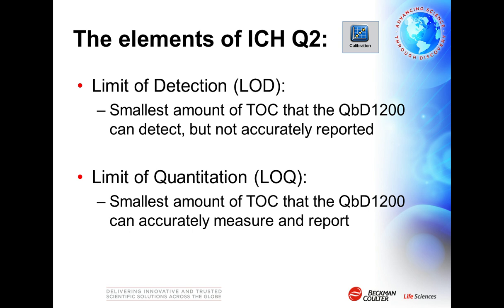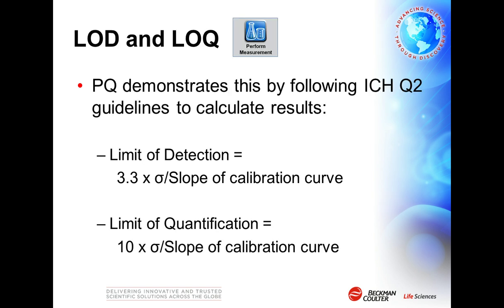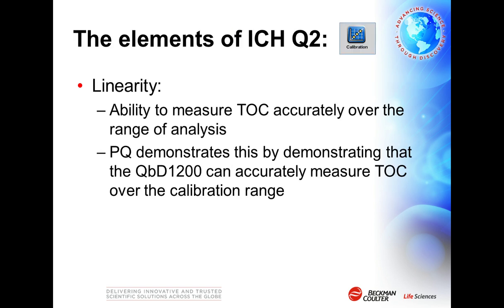Now, the limit of detection is the smallest amount of a substance that any analyzer can detect. It might not necessarily accurately report it, though, and that's where limit of quantitation comes in. This is the smallest amount of a substance that the analyzer will not only detect, but will accurately measure and report. Now, the performance qualification follows the ICH Q2 guidance on how to calculate the limit of detection and limit of quantitation. So these are calculated values. It's almost impossible in the field to demonstrate the limit of detection and quantitation because the levels of TOC are so low, you can't get calibration standards that low. So they're calculated.